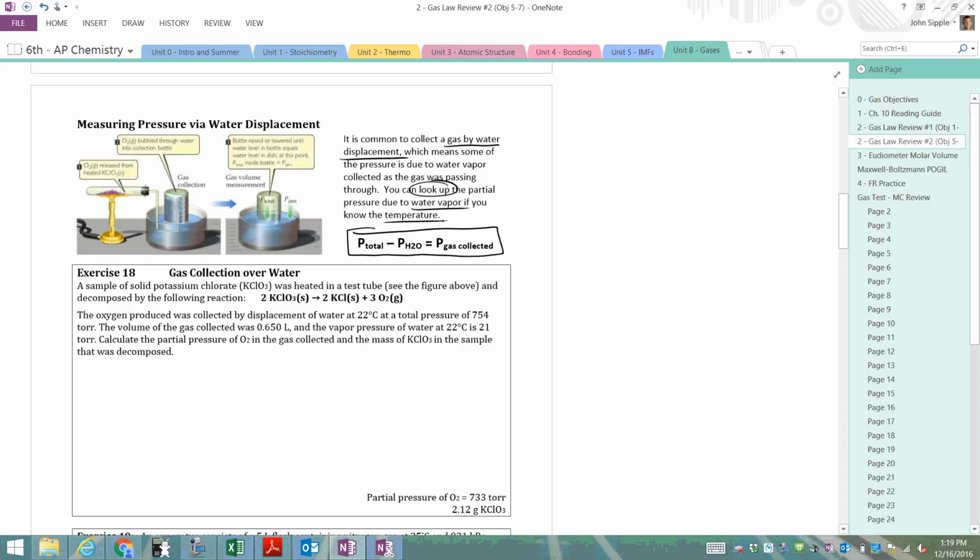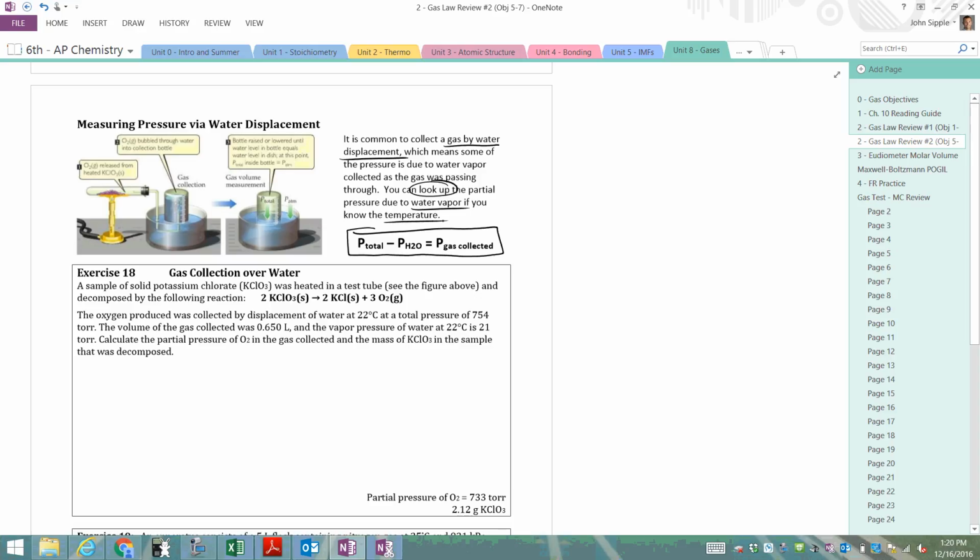We got a sample of solid potassium chlorate, and it's heated in a test tube. We have the reaction there. The oxygen produced is collected by water displacement at 22 degrees Celsius and a total pressure of 754 torr. The volume of gas collected is 0.65 liters. The vapor pressure of water at 22 degrees Celsius is 21 torr.